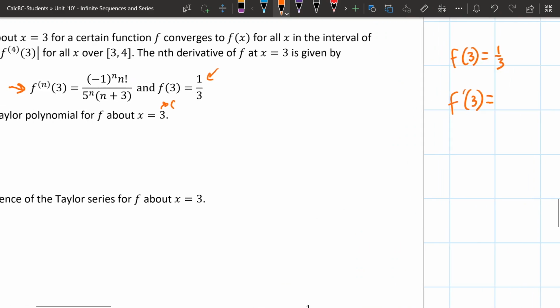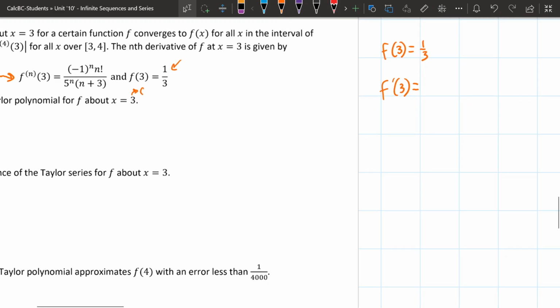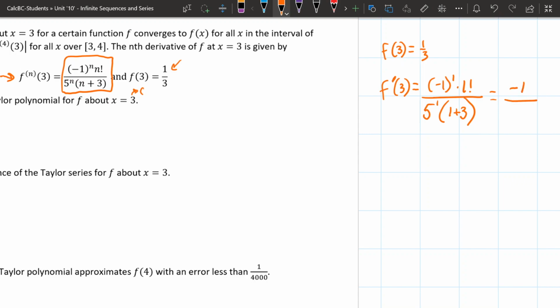All right, plugging into that rule. Let's see if I can fit both of them on my screen. And again, I'm just looking at this rule right here, and I'm looking at the first derivative. So my n value is 1. So we've got -1 to the 1 power times 1 factorial over 5 to the first power times 1 plus 3. If we simplify that, -1 to the 1 is a negative. 1 factorial is just 1, so -1 in the top. And then 5 times 4 is 20. So that first derivative value is negative 120.